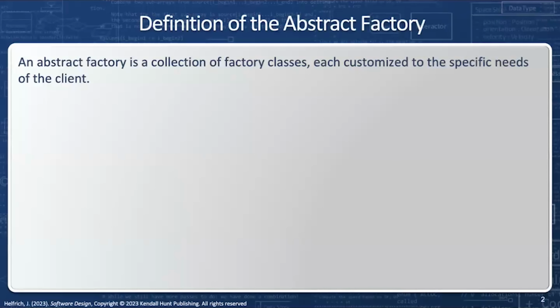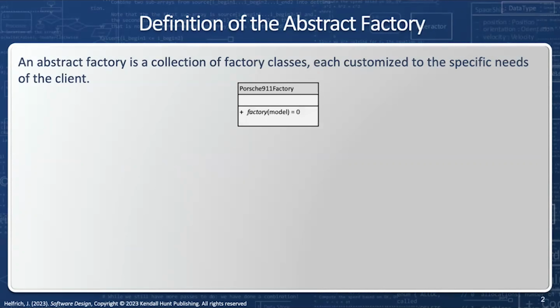First, let's start with the definition of the abstract factory. An abstract factory is a collection of factory classes, each customized to the specific needs of the client. So let's say I want to create a Porsche 911. So I'm going to have, of course, a Porsche 911 factory. The abstract factory design pattern actually has no attributes, which begs the question, why do we use a class? And the answer is, well, we can't really do inheritance with just functions. We can only do inheritance with classes.